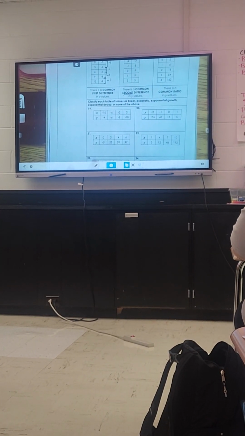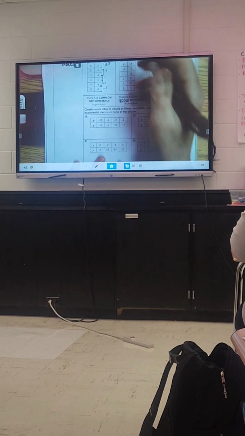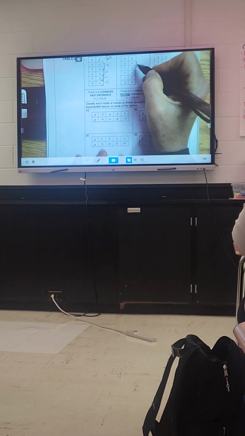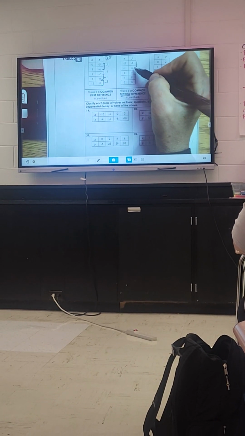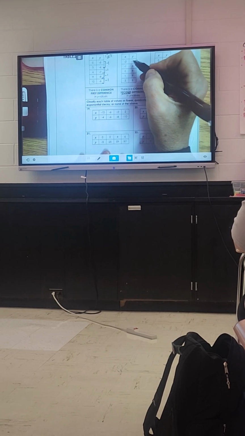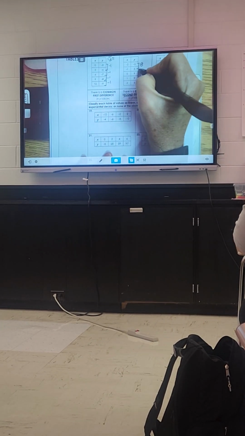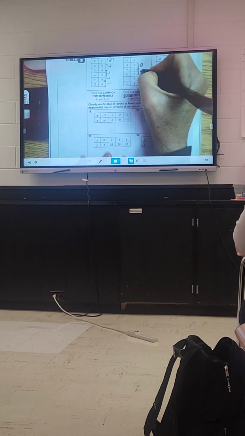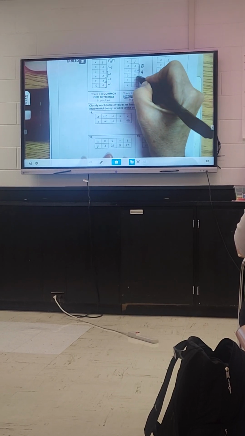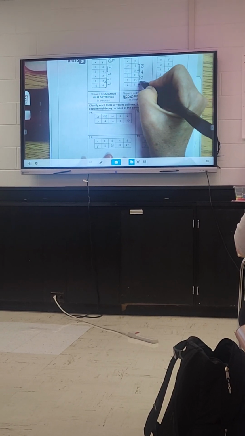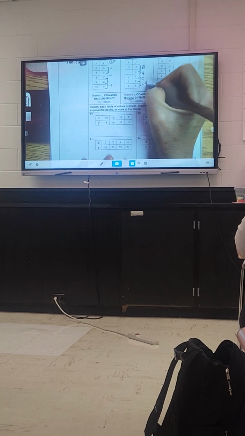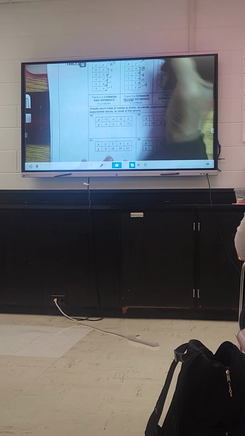Second difference, so we have to do it twice. So we want to go from -3 to 5, or what is 5 minus -3? 8. What's 9 minus 5? 4. 9 minus 9? 0. And 5 minus 9? Negative 4. We just found the first difference.